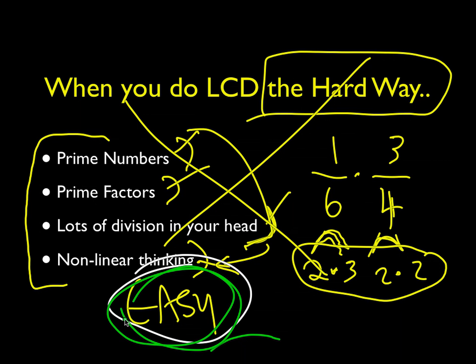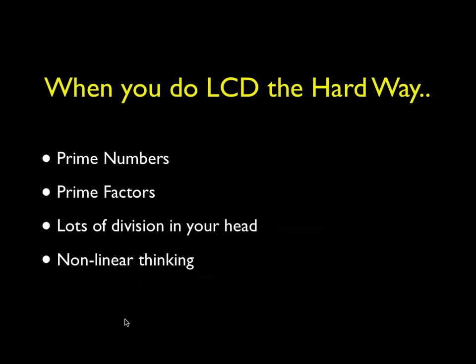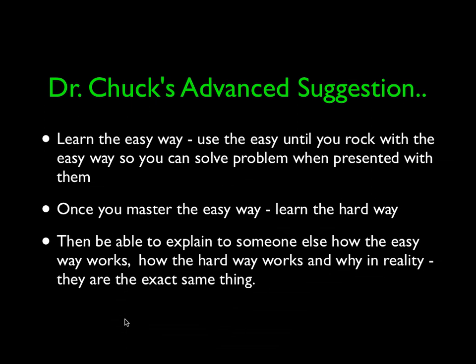It's the easy way. But just because I told you the easy way doesn't mean that you shouldn't understand the hard way. The hard way is important. It's a good thing to know. So this is my suggestion: learn the easy way. Use the easy way until you rock with this, and you can do least common denominators in your sleep, because you need to know how. It's an important skill. You can't really add fractions, and you'll get stuck if you don't learn how to do least common denominators. The way I do it is good practice for your multiplication tables. It doesn't require as much division.